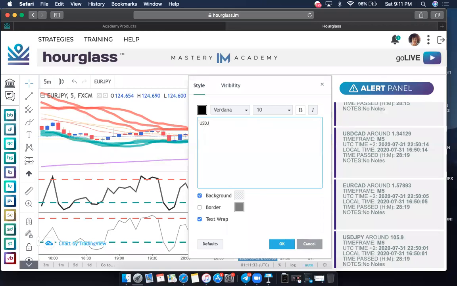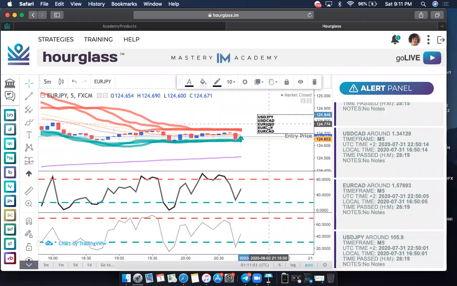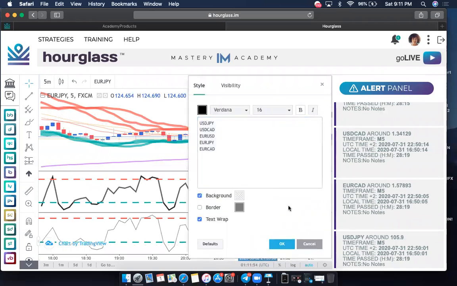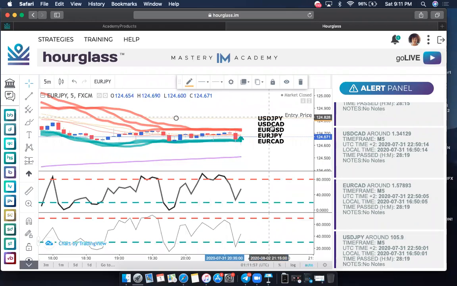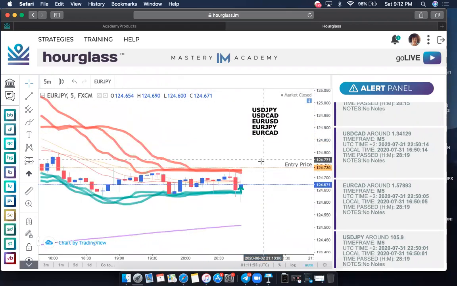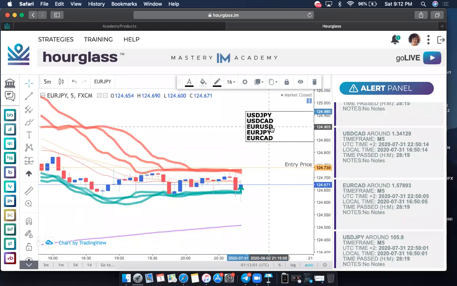First pair is USD JPY. The next pair we look at is USD CAD. The third pair is Euro USD. The next pair is Euro JPY. And the next pair is Eurocad. So you will notice that these are the only 5 pairs that this strategy will update. So that's good. We're not all over the place. We can understand that we're only looking at 5 pairs at a time.